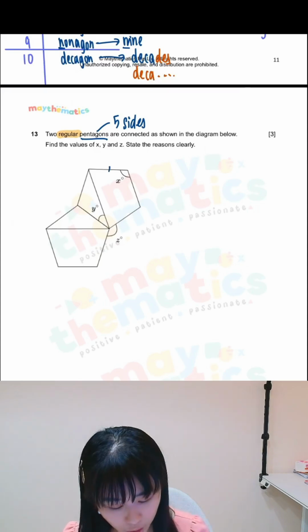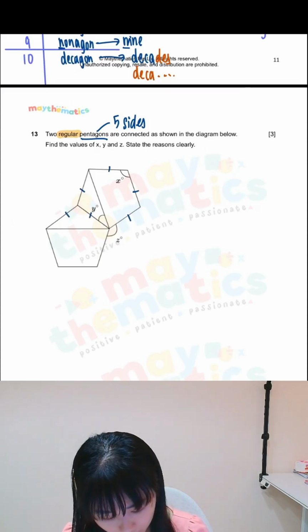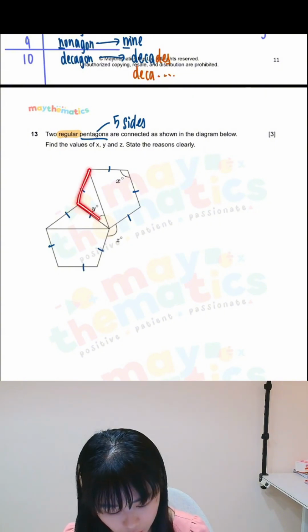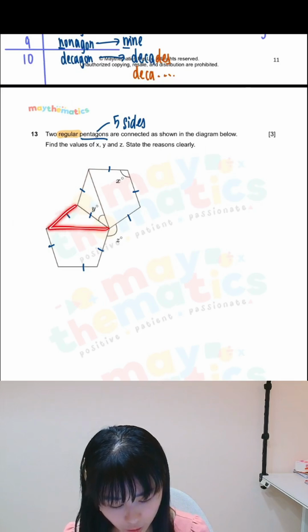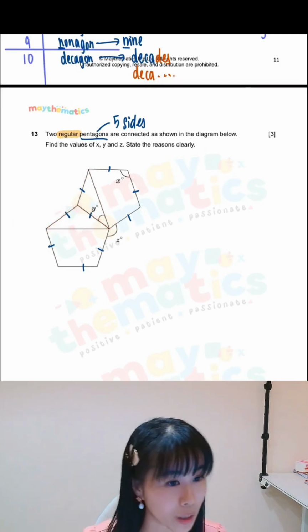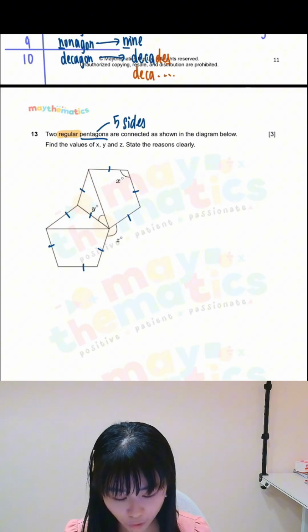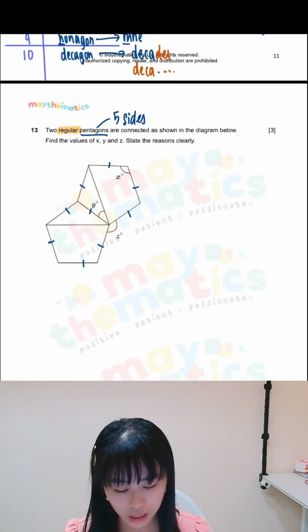So if you put it down, then you can see an isosceles triangle here, an isosceles triangle here, okay? That's a very, very important thing to do every time. Okay, so now we need to find the values of x, y, and z and state the reasons clearly.